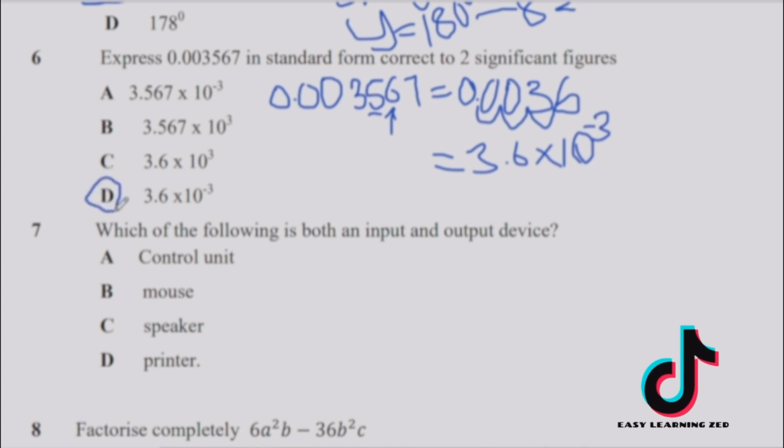Here you need to be very careful that you don't write C. The correct answer is D, which is 3.6 times 10 raised to the power of negative 3.